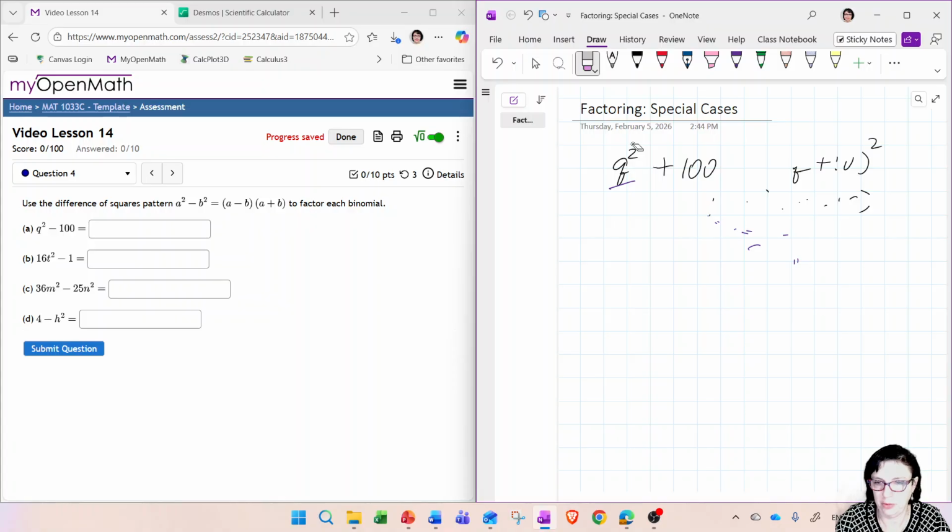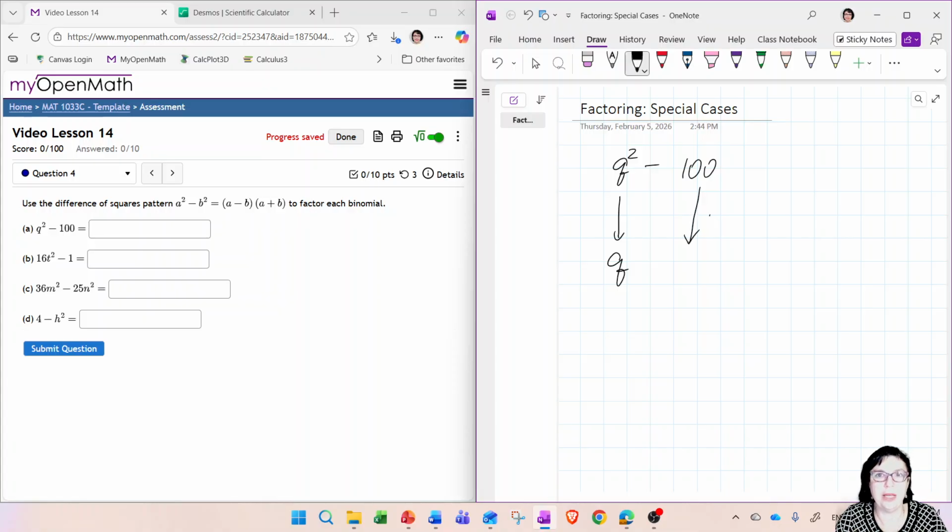Let me get rid of all of the stuff. Okay, but if there is a minus, then yes, it's factorable. Let's see what that's going to be. Let me show you. All right, so the first thing you do is ask yourself, okay, this is q squared. What is that a square of? Well, that would be q, right? Because q times q is q squared. Okay, what about 100? What is that a square of? Well, that would be 10.